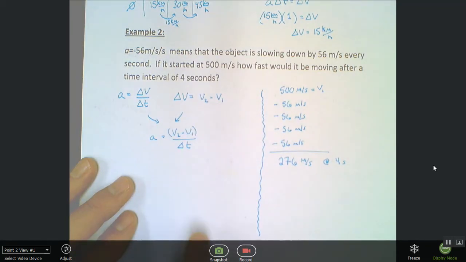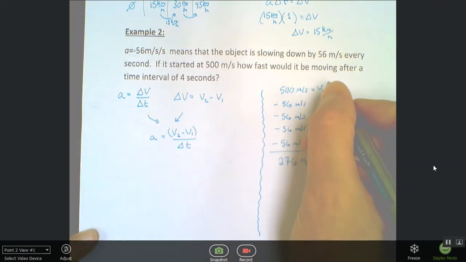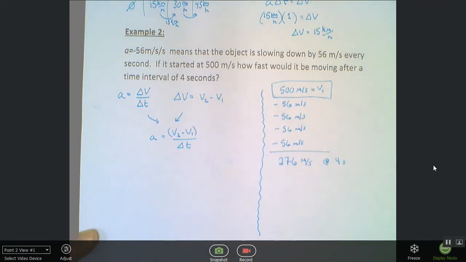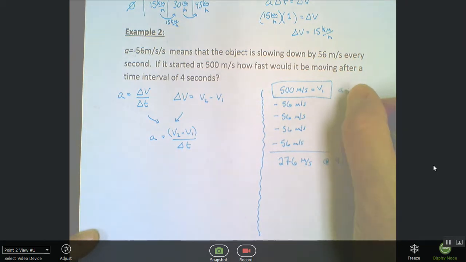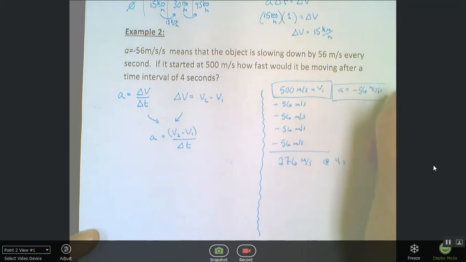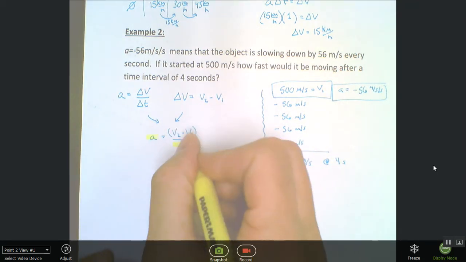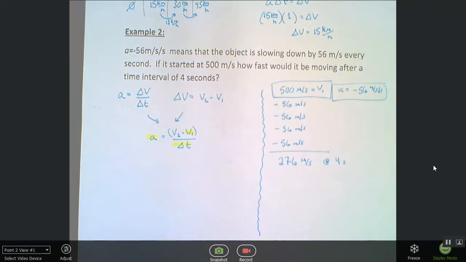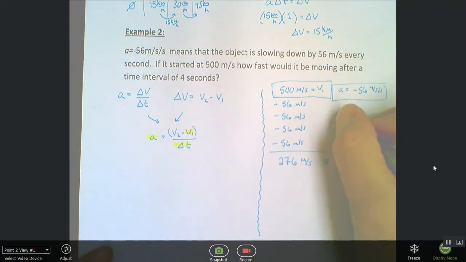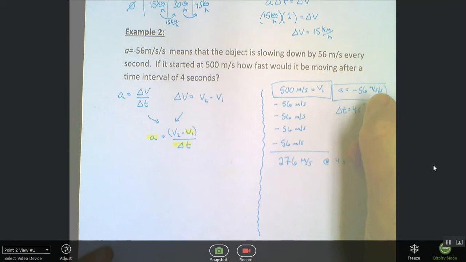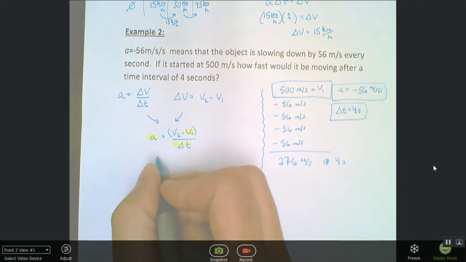And now it says, we know that V1 is 500 meters per second, and we know the acceleration is negative 56 meters per second per second. So we have those two bits of information. I'll highlight the things we know. We know this, we know this, and we know V1. And again, of course, the time was 4 seconds. Okay, so we're good. What we can do is we can isolate for V2.